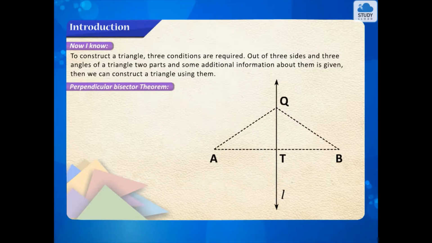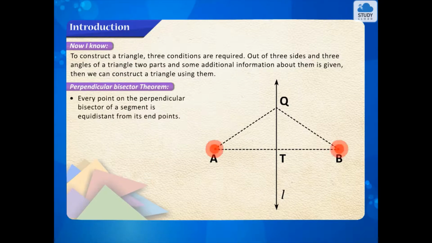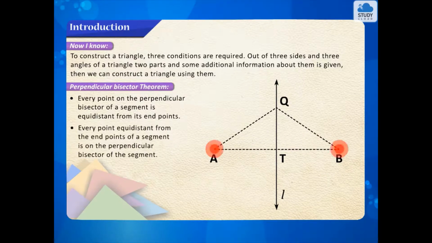Perpendicular bisector theorem. Every point on the perpendicular bisector of a segment is equidistant from its endpoints. Every point equidistant from the endpoints of a segment is on the perpendicular bisector of the segment.